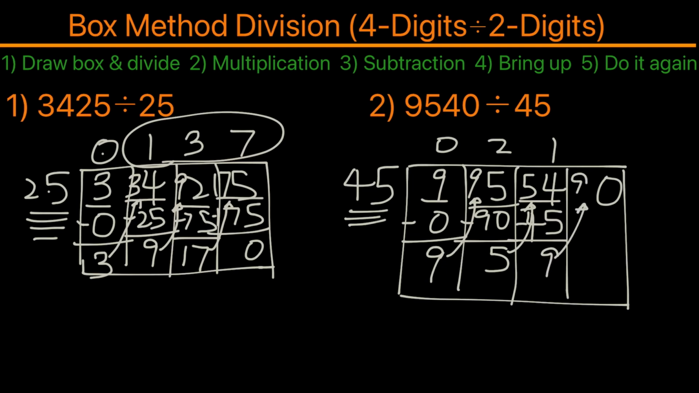Bring that up again. Now we have 90 divided by 45. And we know 45 times 2 is exactly 90. So 90 minus 90 is 0. And we're done here. So the answer that we have for example 2 is 212.